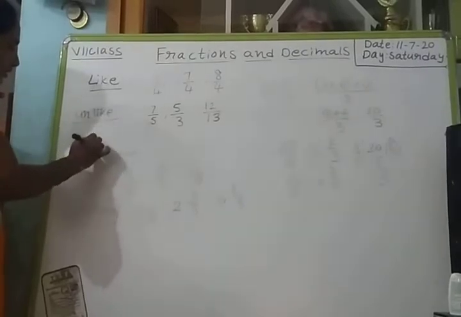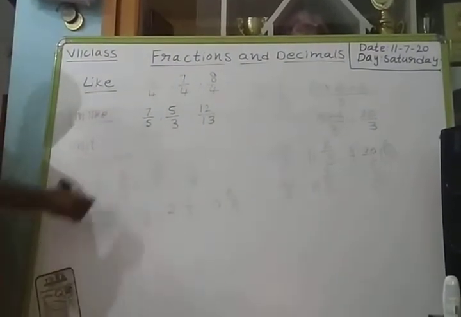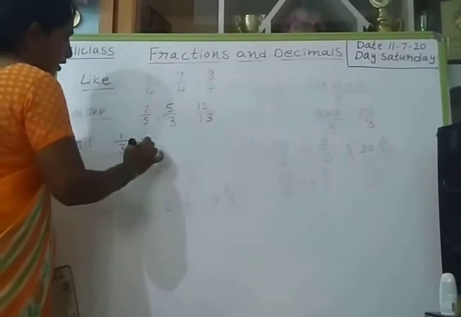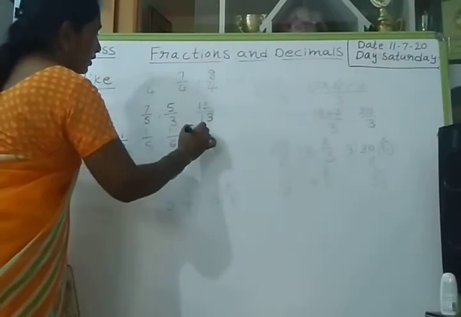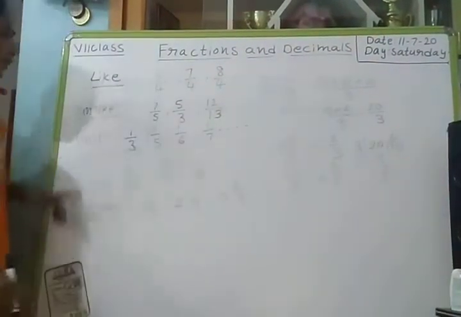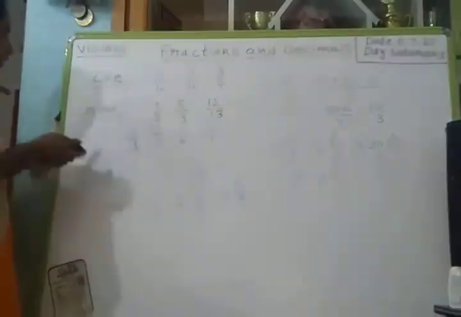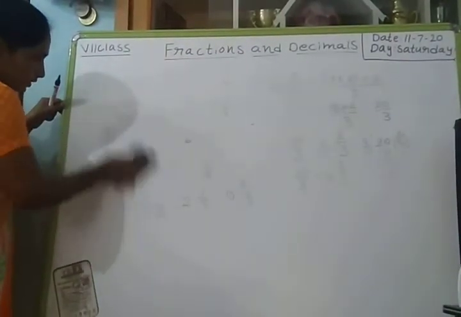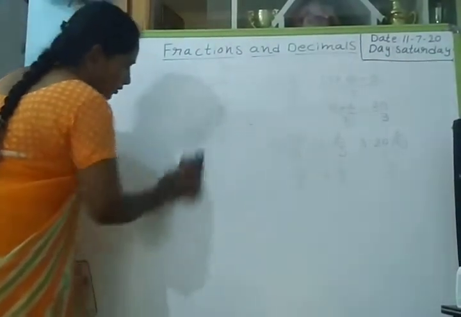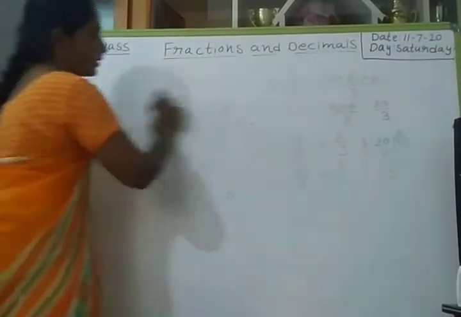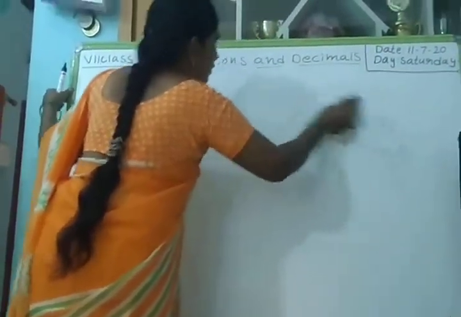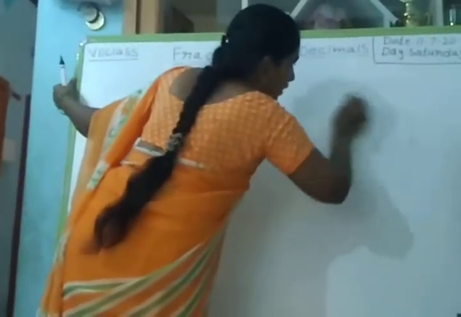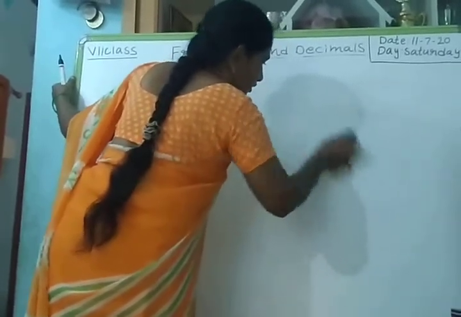Next, we already discussed the unit fraction yesterday. A unit fraction is a fraction in which the numerator is always 1. So fractions whose numerator is 1 are called unit fractions. So yesterday we discussed all this. Proper fractions, improper fractions, mixed fractions, like fractions, unlike fractions and unit fractions are completed.